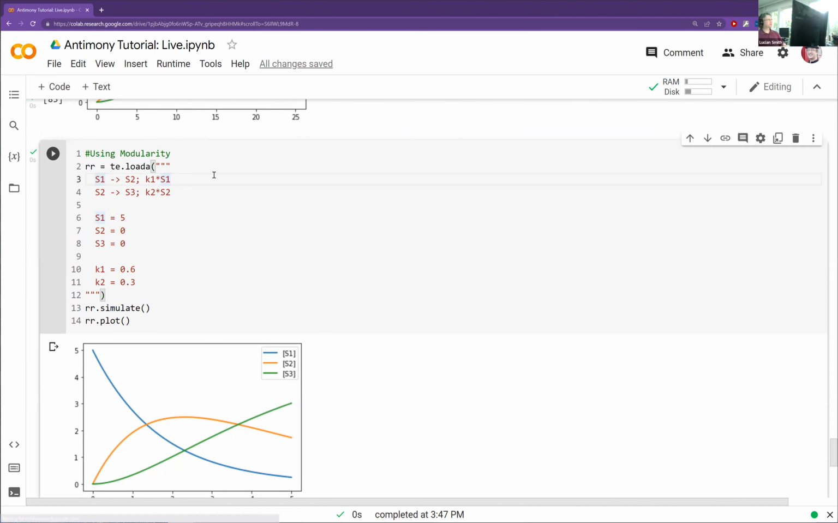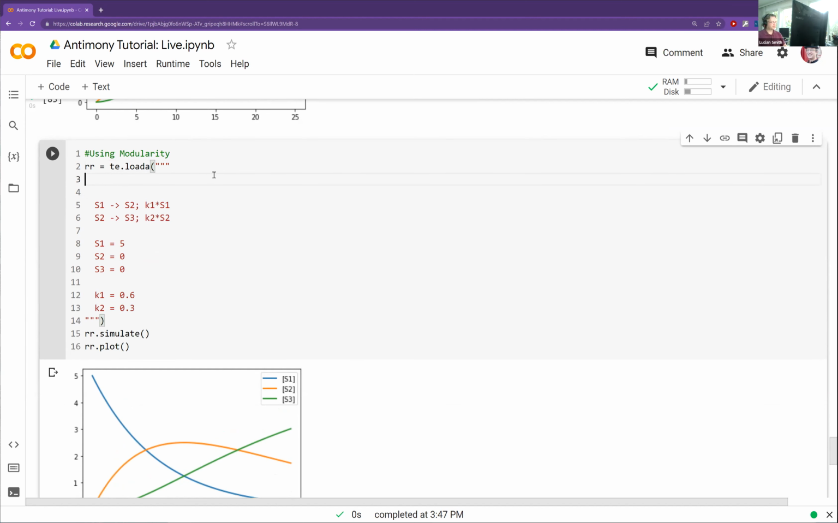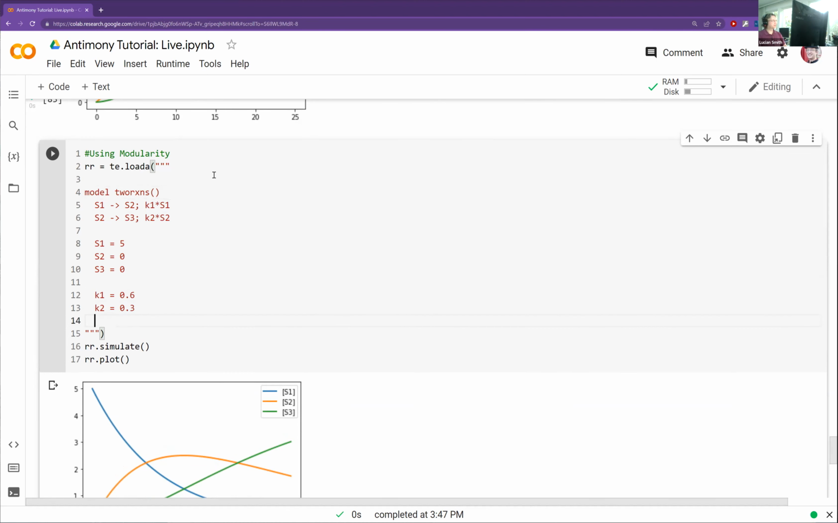All right, so modularity. I'm going to do a really simple example of modularity here, but you can imagine what it would be to be a little bit more complicated. So under the hood, this is a single model, and Antimony gives it a default name, but you can also just say model reactions. And then at the end, you say end.